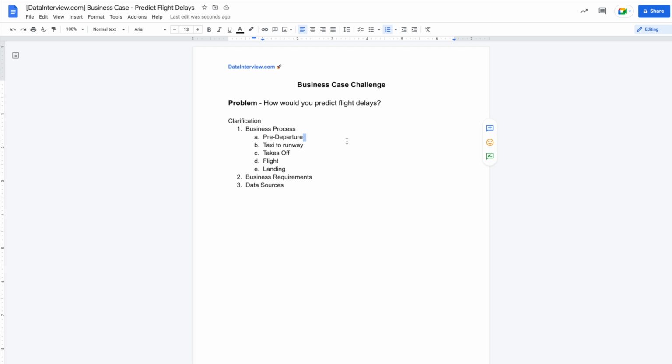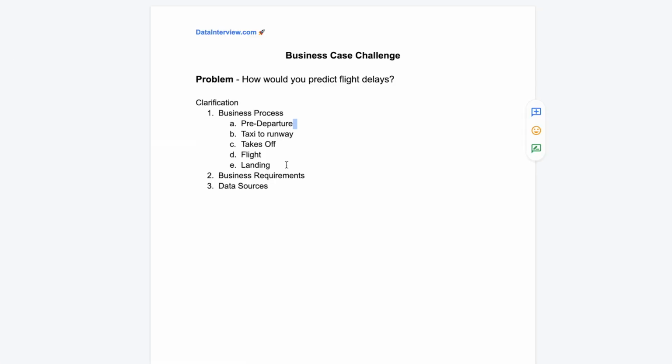And over the course of all the stages of a flight, there are multiple points when it's either the flight attendant or the pilot that's announcing delays. And so we want to think about what is the prediction point. Do we want to think about predicting flight delays across all of the stages, or is there a particular point that we want to consider? And so that's going to be the first part of understanding the business requirements. So the prediction point of a flight delay.